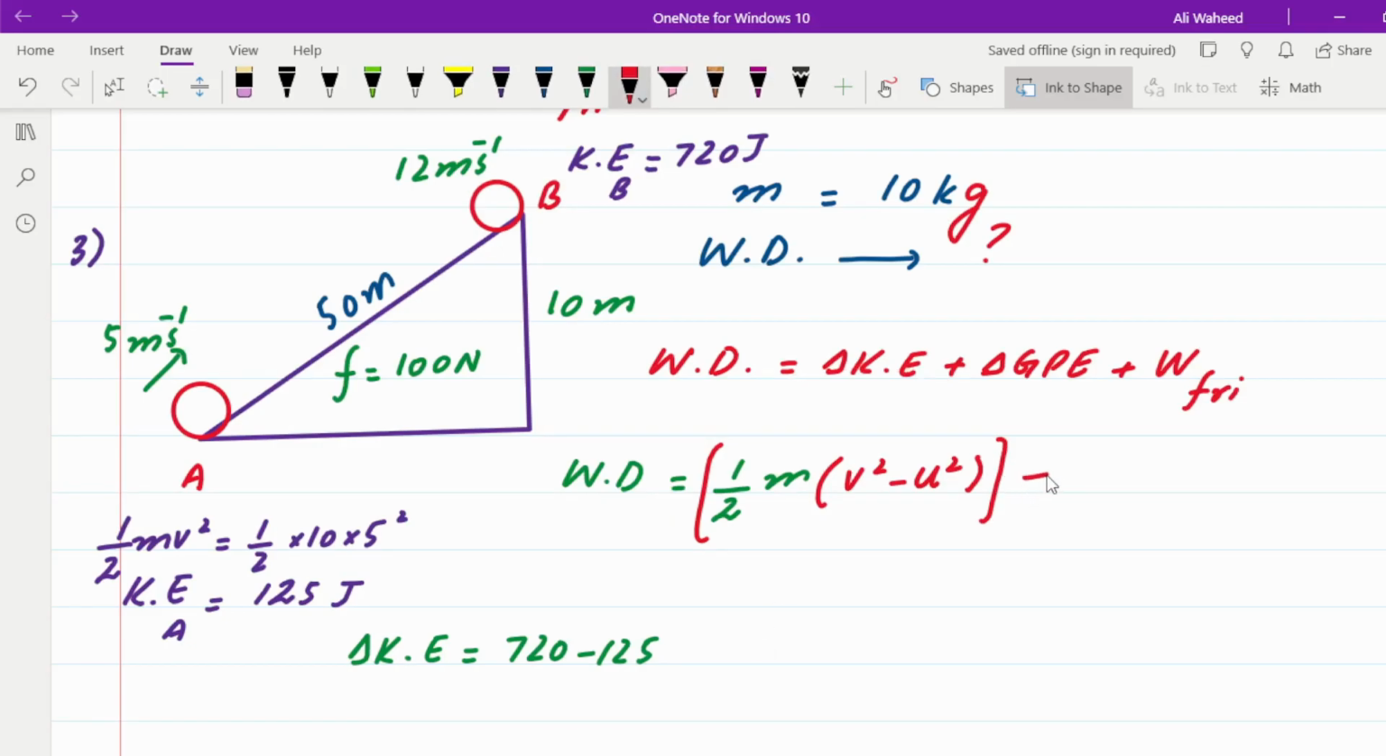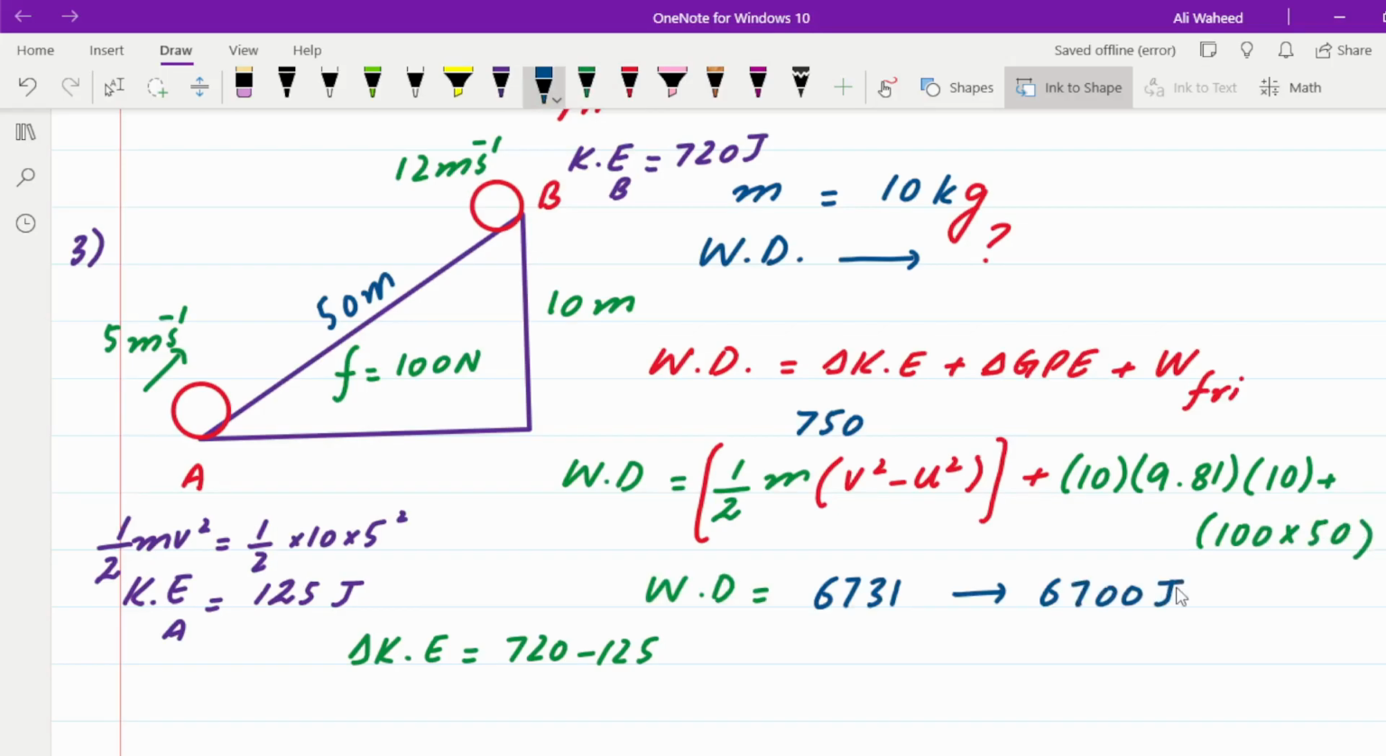Plus, what is the change in gravitational potential energy? That equals mgh. So mass was 10, g is 9.81, and height is 10. Plus, what is the work done against the friction? Well, 50 times 100, or 100 times 50. 100 is the friction force, times 50 is the distance in the line of the friction. So this is the work that you have to do to make the object move from A to B.